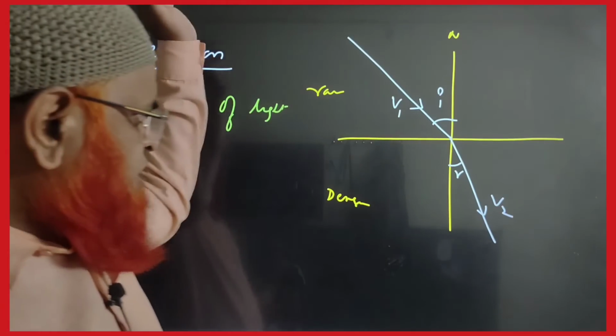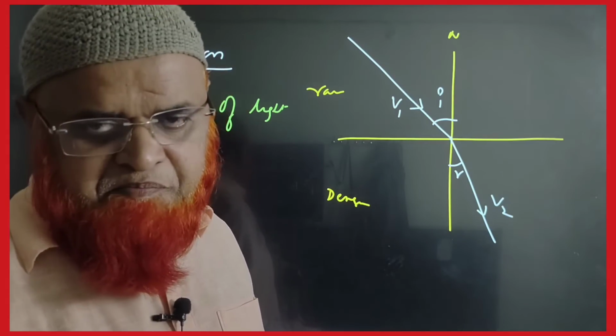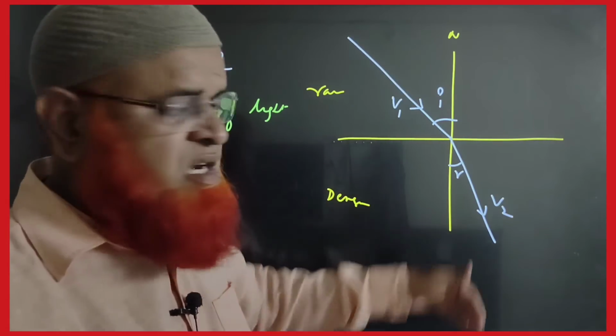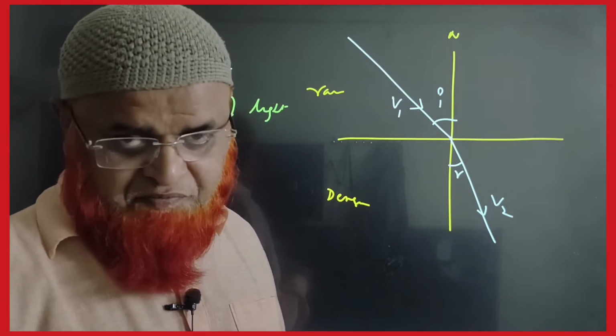Refraction is nothing but bending of light. When light travels from rarer to denser, it bends towards the normal. And this bending is due to sudden change in the velocity.